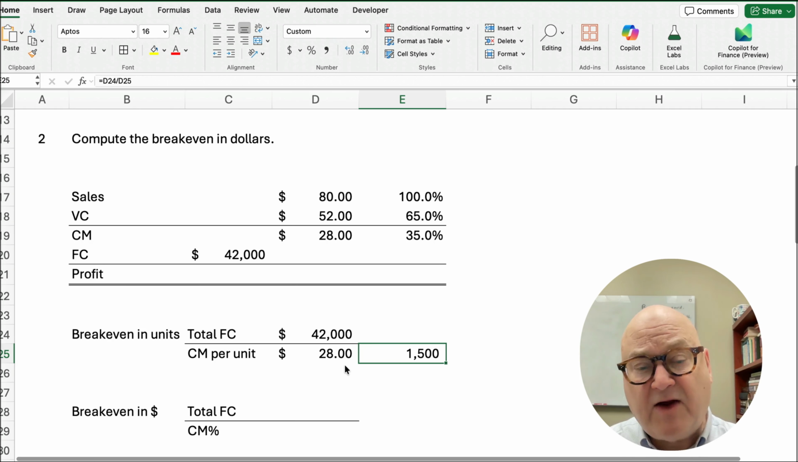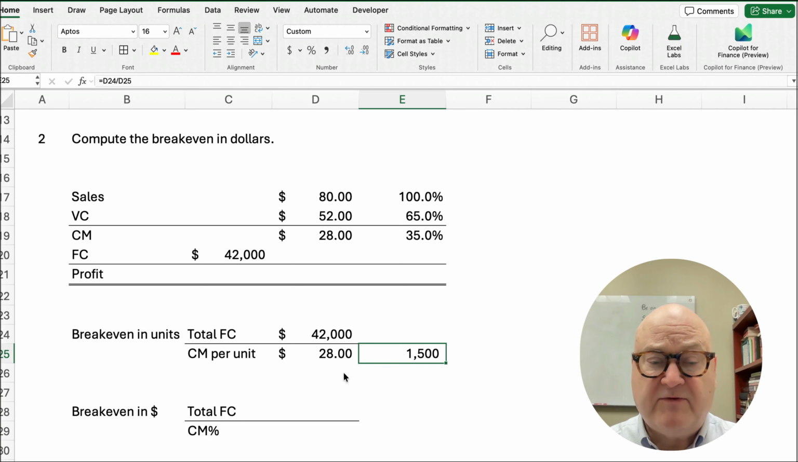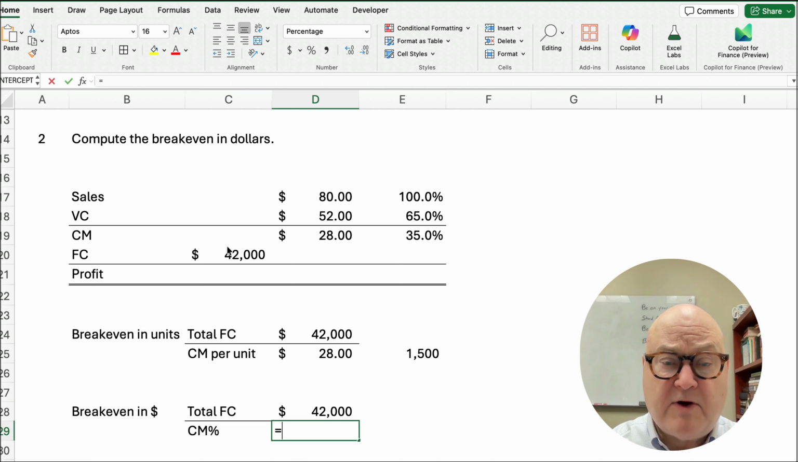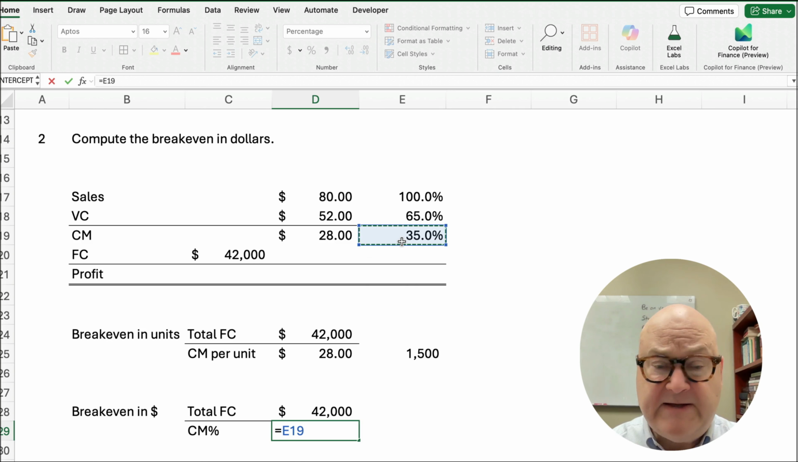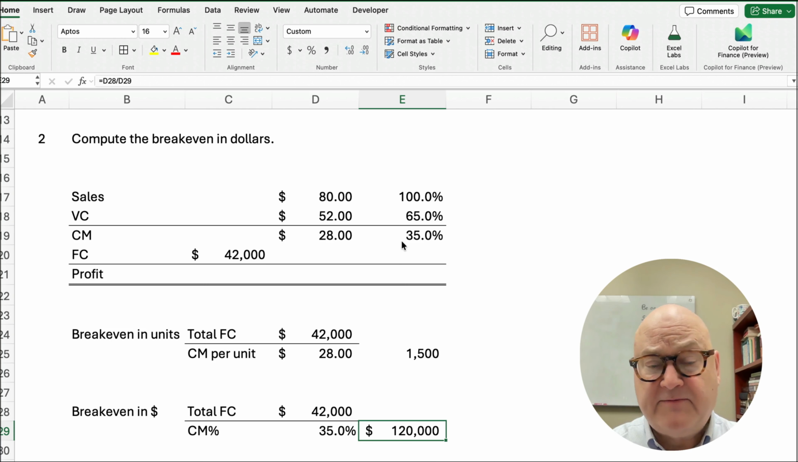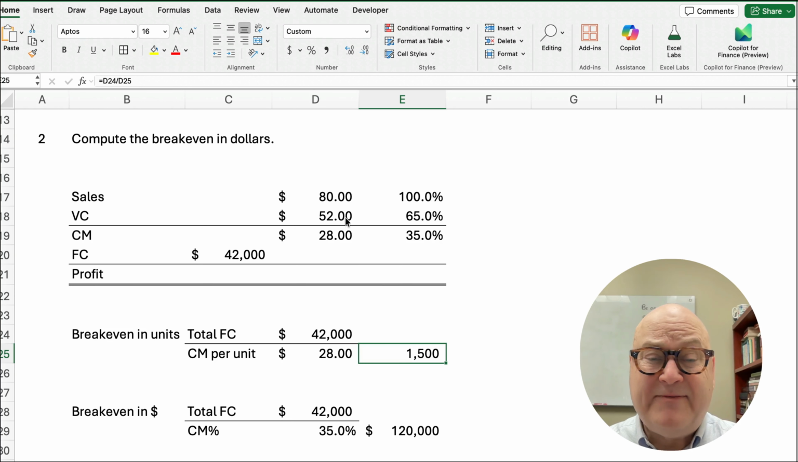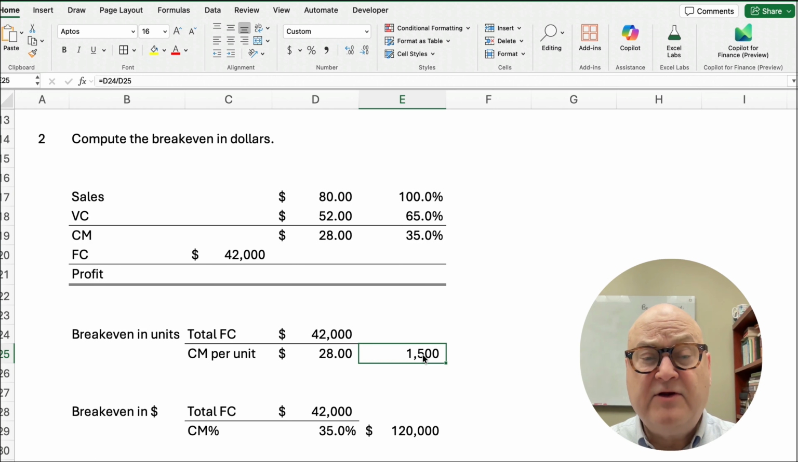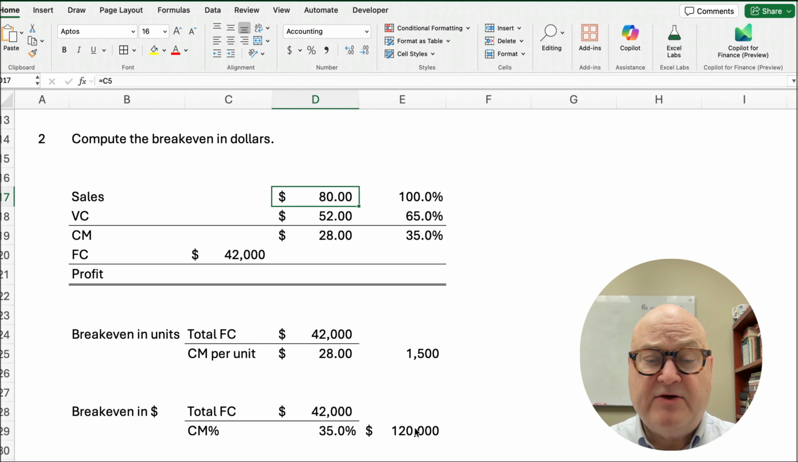Well, how much would that be in terms of dollars? It's 42,000 divided by our contribution margin percentage, which is 35%, and we get 120,000. Now, is there any way we could have got that number without doing the formula? Yes. 1,500 times 80 would equal 120,000. So if you know one and you know the sales price, you can back into the other one. So 1,500 units times 80 each would be 120,000.